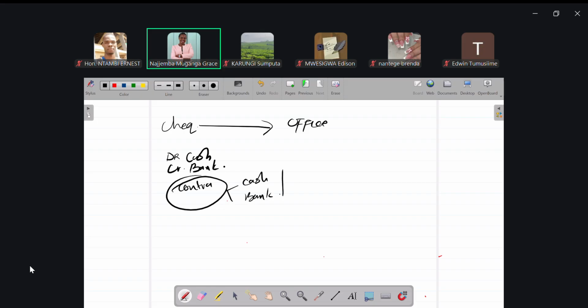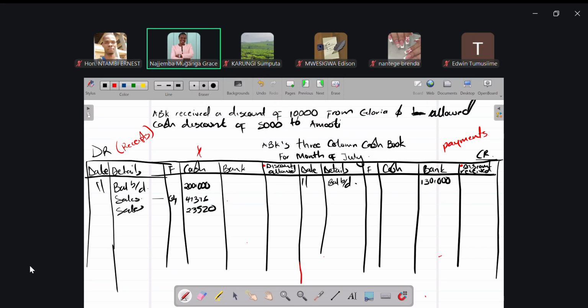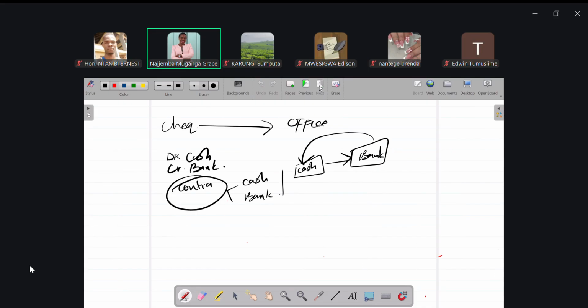That means that cash could lose to bank and vice versa. Bank could give to cash. Because we are looking at a cash book that has both cash and bank columns, you're going to complete double entry within the cash book. Meaning, this is money from the bank that has been withdrawn and taken to office.